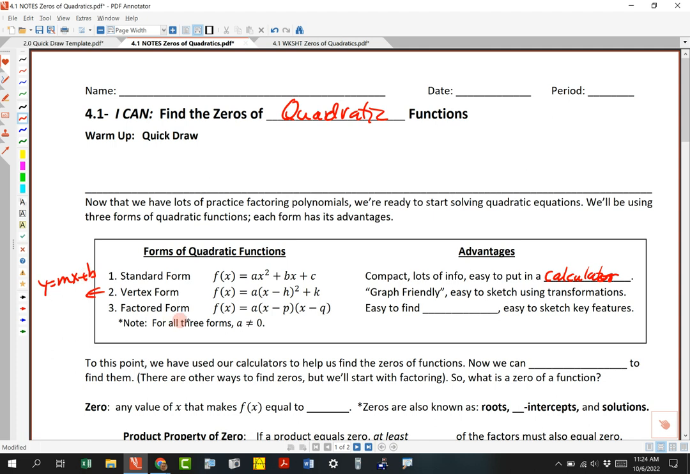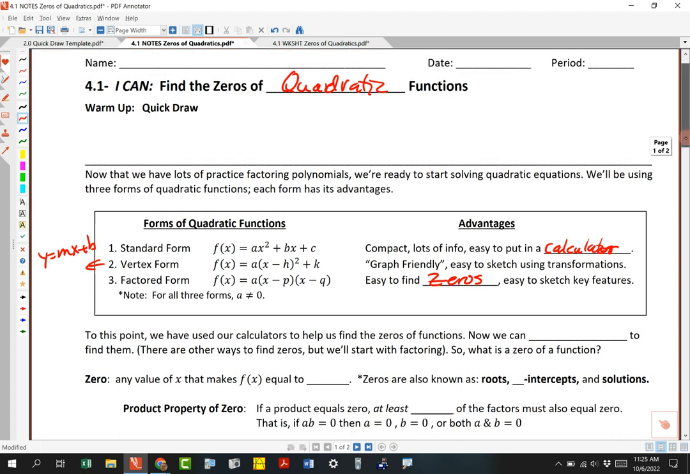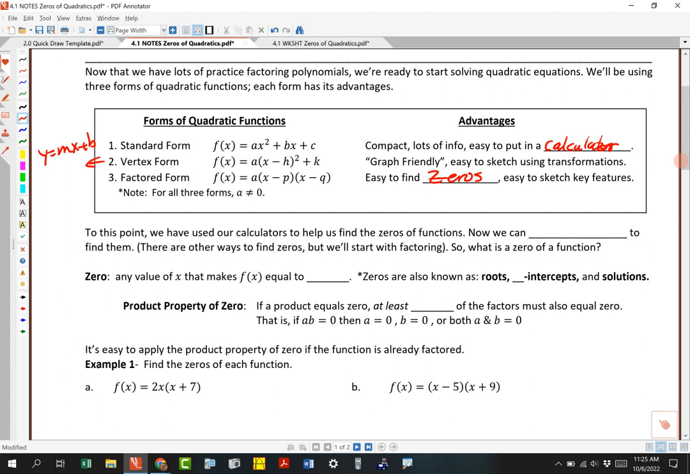And then there's something we're going to call factored form, and that's where we may or may not have a number out in front. And then we've got x minus p and x minus q. This is in factored form, and what it does is it makes it easy to find zeros. Now we're going to be talking about zeros a whole bunch. It also makes it easy to sketch kind of important features of it. So vertex form is nice, factored form is nice, standard form is nice. They're all nice, they've just got different advantages, but every single one of these, if we graph them, what shape are they going to make?